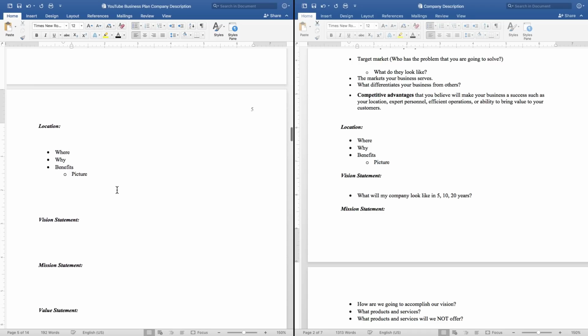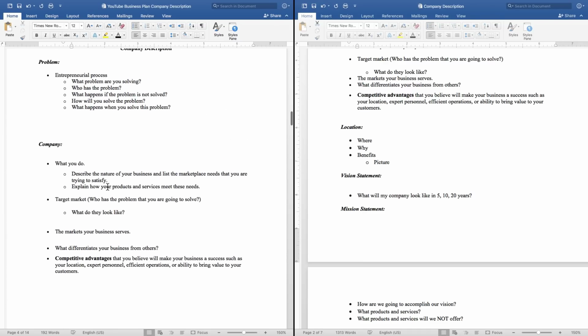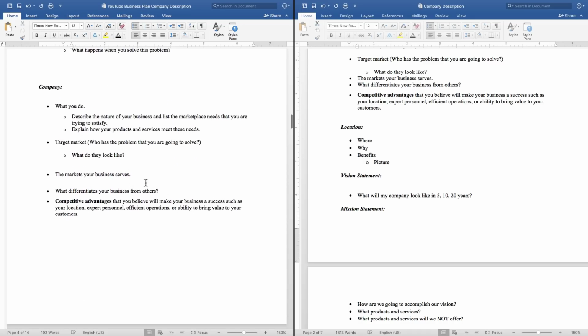I like to throw some pictures in, not a whole lot of pictures in my business plans, but some pictures. Maybe for your company, if you have a storefront, put a picture of your storefront in the company section. If you have a menu, put it under the product section. So some pictures are good, but the more pictures you put in there, the more it takes away from the content of your writing, and you don't want that.